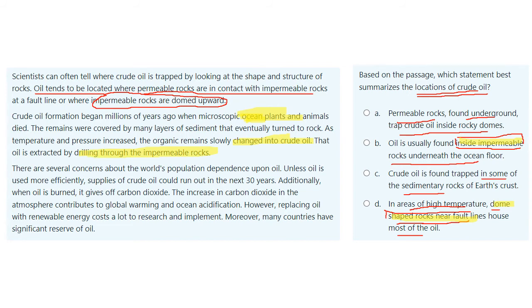Permeable means liquid can go in and out. Maybe water can go in and out. Impermeable means water cannot pass through. So if the rock layer is impermeable, liquid cannot pass through, so the liquid would be trapped underneath. So we do have ocean plants, and we do have under the ocean floor, and you have to go through the impermeable rocks and inside impermeable rocks. B looks like a good answer.